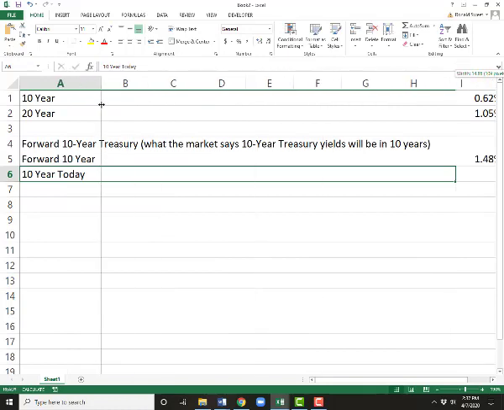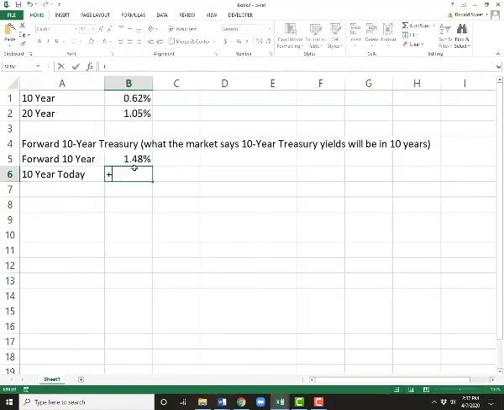so the 10-year today is 0.62%. So if I were to buy the 10-year today and invest it for 10 years, that's what I would have. If I then took that at the end of 10 years and I was able to buy this 10-year Treasury at that rate for 10 years, my $1 would now be worth $1.23.